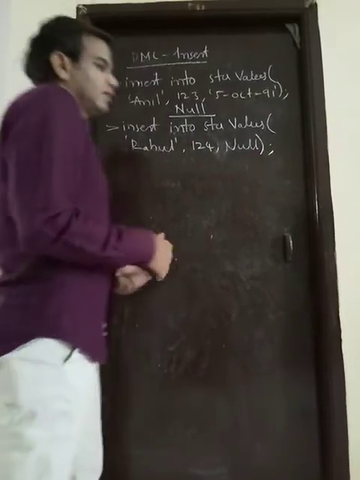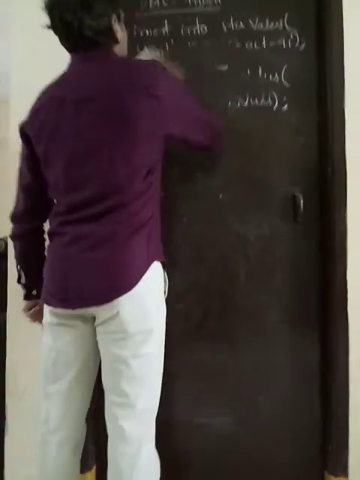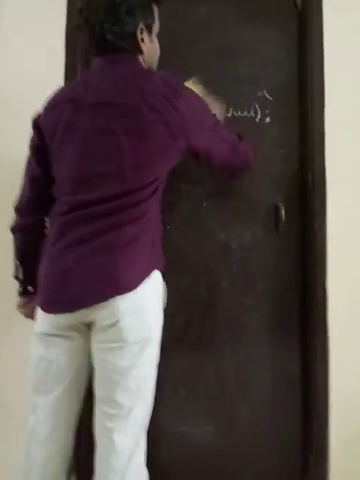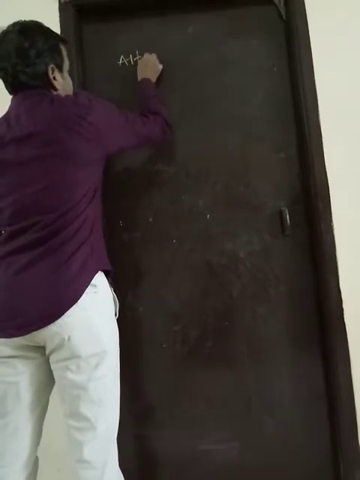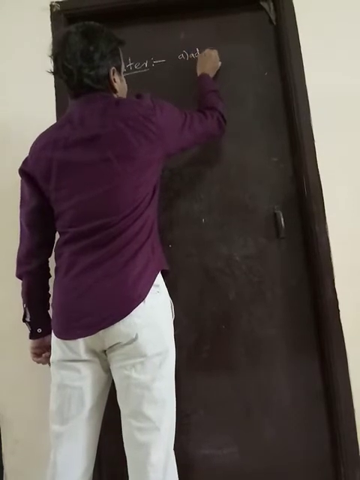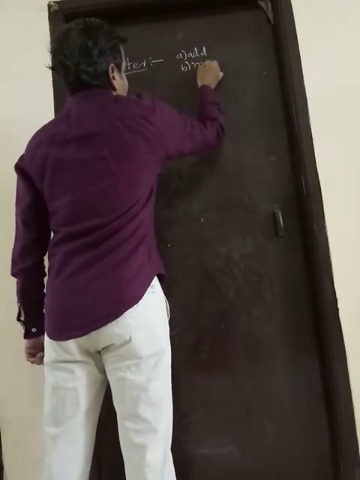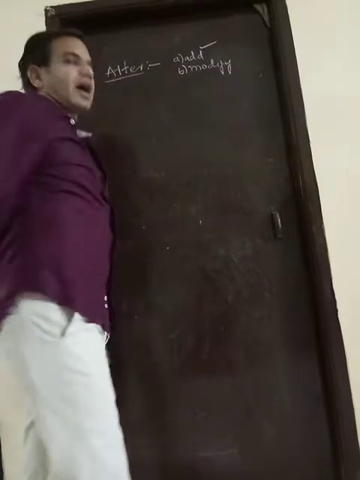Okay, now we will see the DDL alter command. The alter command has two concepts. The first one is add, the second one is modify. Using the add command, we can add a new column to the current structure. Using the modify command, we can change the column width.